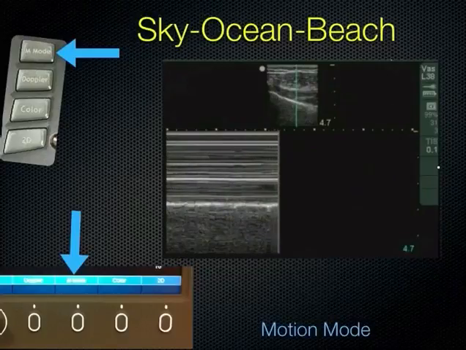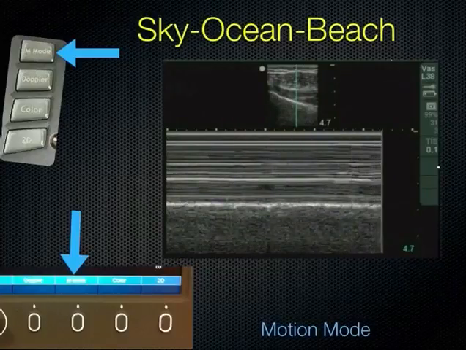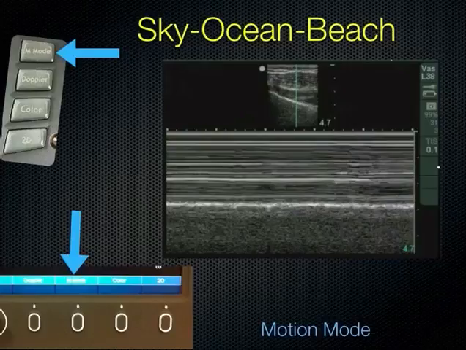So if you put an M mode line through that interface, through the pleural line, and watch it over time, you end up having an image that we call Sky Ocean Beach. You'll hear it also referred to as the seashore sign. Either way, the soft tissue creates a striped appearance. The pleural line is bright white, and that's kind of like where the ocean meets the land.